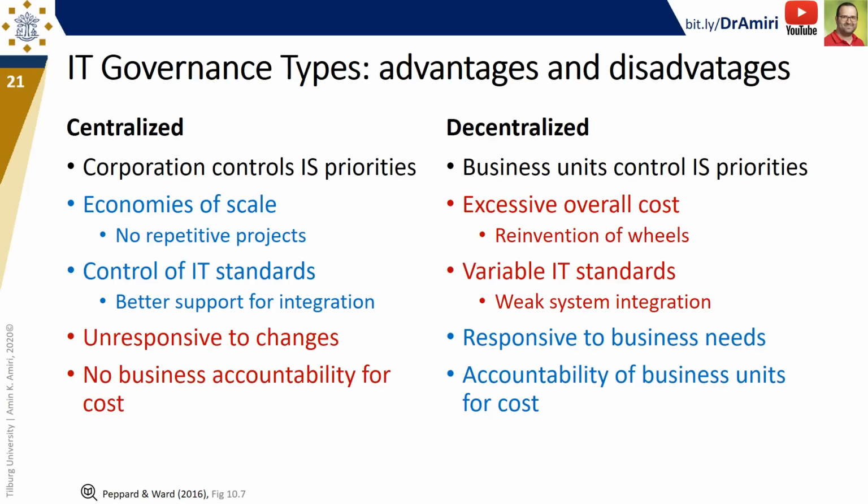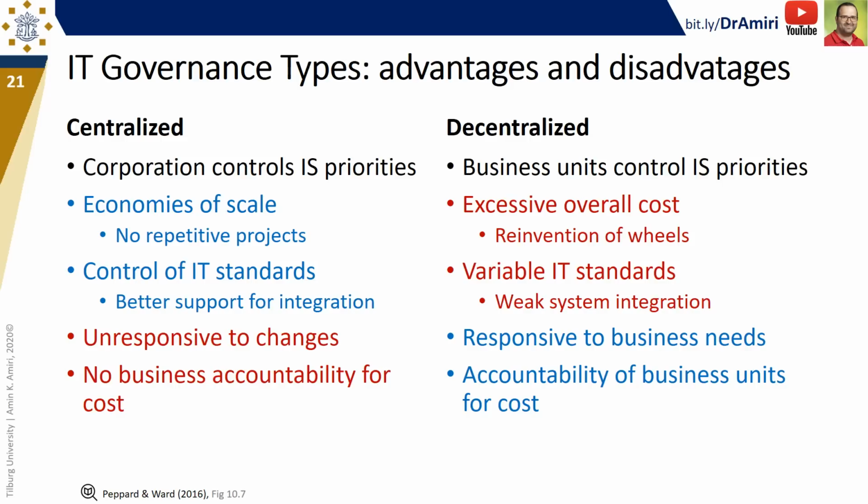So you can manage costs way better. You have a higher bargaining power. You can also control the IT standards. You can place one IT standard for the entire corporation. For example, you would say that, okay, all strategic business units need to use one database management system, which is Oracle, which makes it way easier to integrate the data from various databases in different strategic business units.